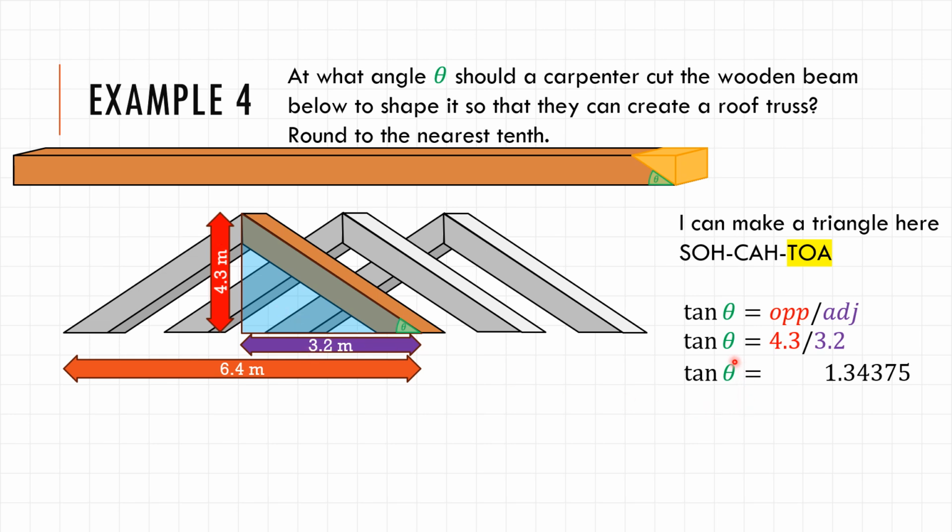The next thing I can do is I can say, okay, well, I want to get rid of tan just to get theta all by itself. That's what I'm trying to find out. So I'll do the inverse tan operation, which will cancel it out. And then I do the inverse to the right side as well. And that tells me that theta is equal to 53.343 degrees. And of course, I need to round this to the nearest tenth, which is 1 decimal place. And so that would just be 53.3, because the next number is less than 5.